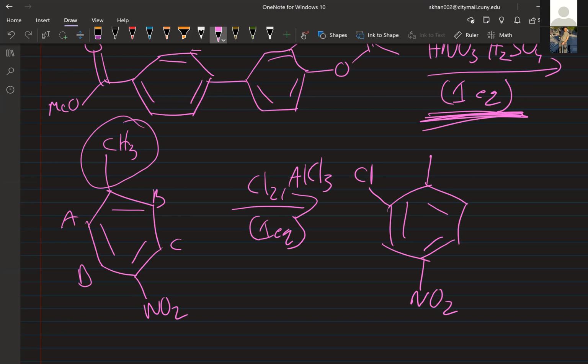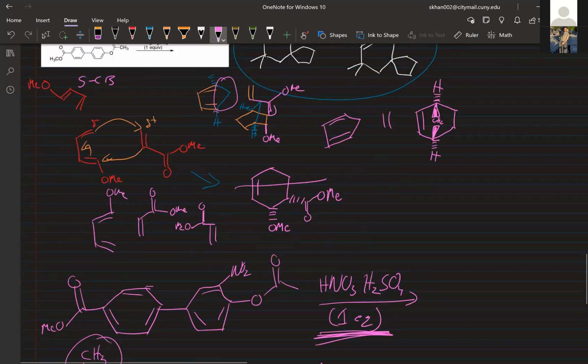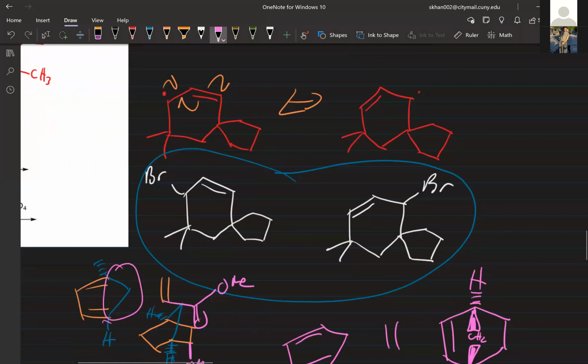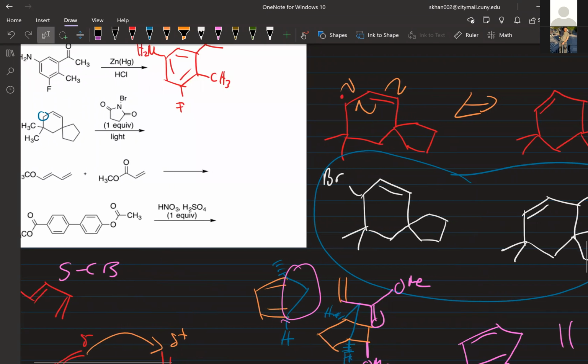There was a question way before that I meant to answer. I think it was Abigail. Why does the radical add to that position first, and why didn't the Br add? Was this when we were doing this bromination? I don't know if Abigail is still there. What do you mean by the benzylic positions?